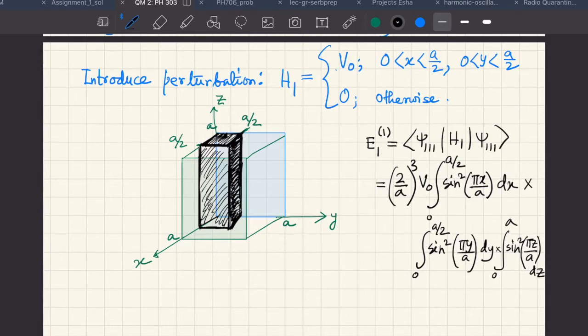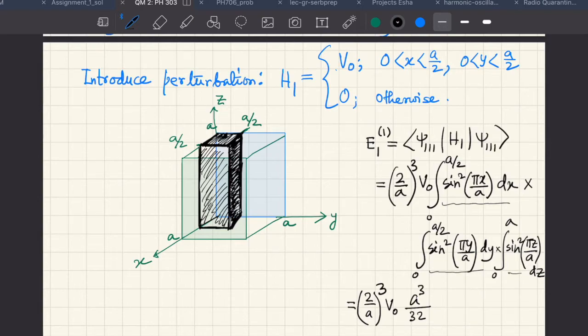That's it. So if you evaluate this, I am not doing this, evaluate this thing, this is just sine square theta d theta integration. 2 by a whole cube V naught will be there, and 0 to a by 2, if you integrate this you will get a by 4. This will also give you a by 4, and this is going to give you a by 2. So we will have a cube by 32.